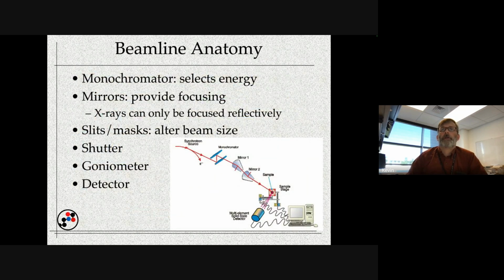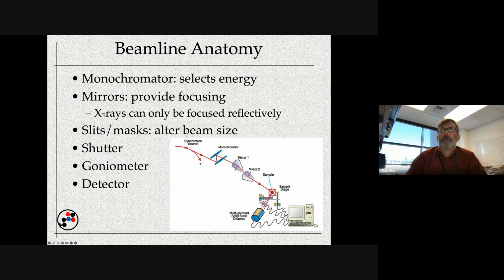So after you get X-rays out of your synchrotron, you've got to do something with these. For the typical beam line, you'll want to be able to select the energy more specifically, so you'll have a device called a monochromator. You'll want to be able to then focus these X-rays, because the size of the beam may be significantly larger than what you want to be using. So typically we'll use mirrors to provide focusing for this.